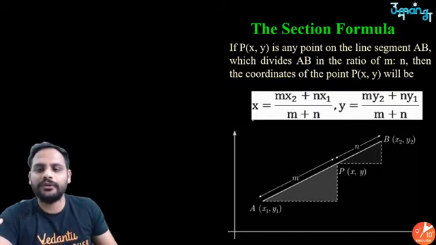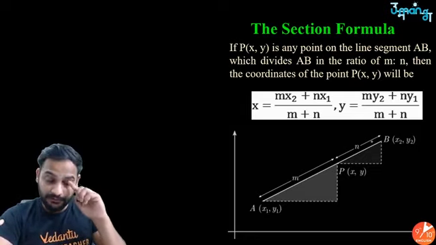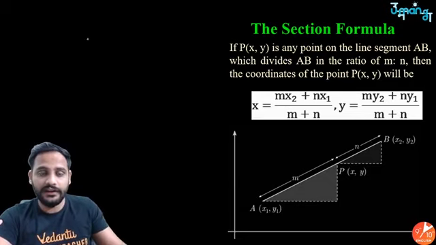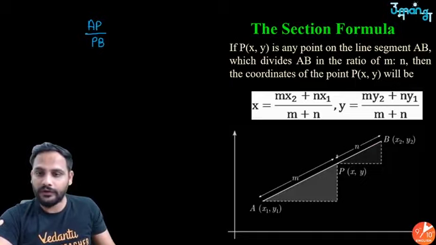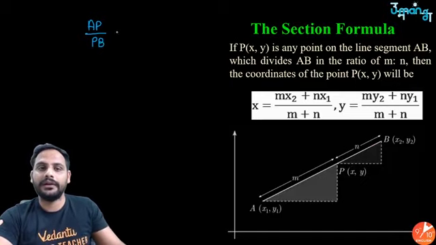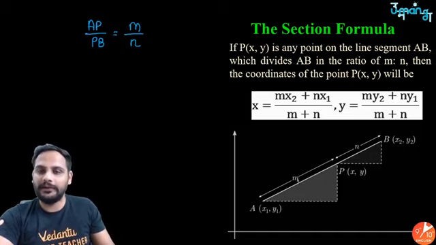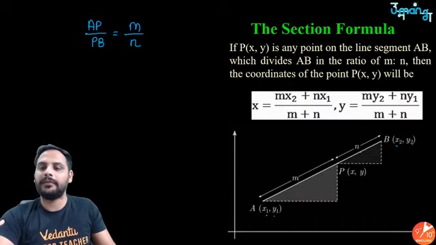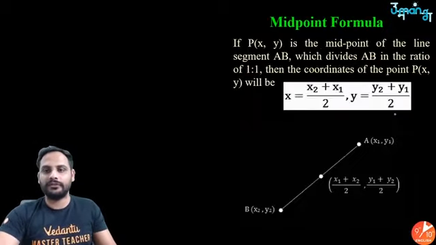Got it? Section formula. If we have a point P which is dividing this line AB in the ratio m is to n, remember the ratio is taken in the form of AP upon PB, from A to P, P to B. If that ratio is m is to n, then the coordinates of P will be, cross multiply, m into x2 plus n into x1 divided by m plus n. The y coordinate will be m into y2 plus n into y1 divided by m plus n. That is called your section formula.